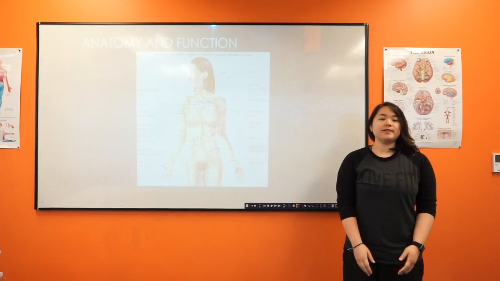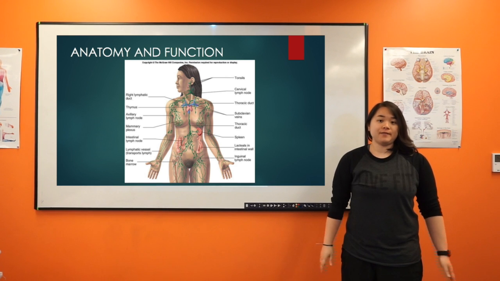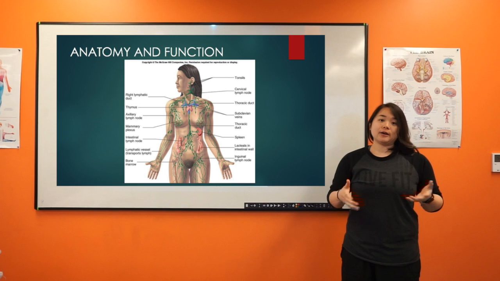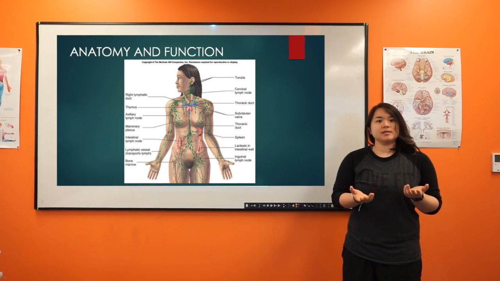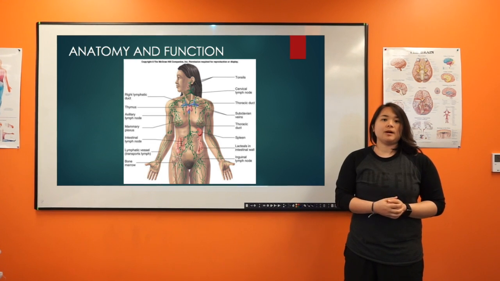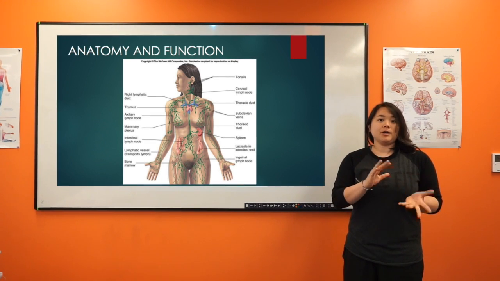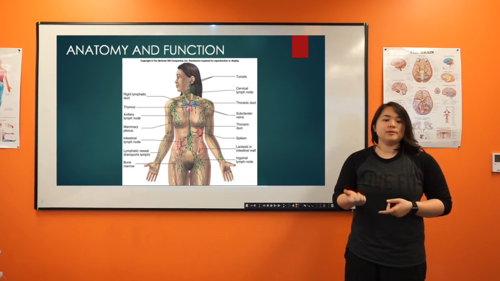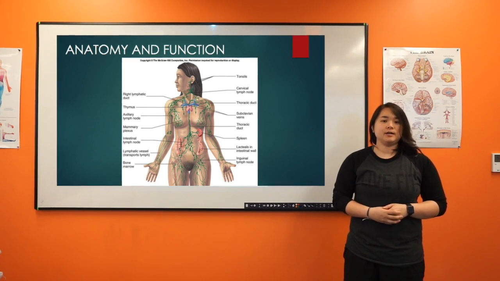Alright, so I'm going to be talking about the anatomy and function of our lymphatic system. So our circulatory system moves fluid throughout our body and it provides nutrients. And that fluid moves back up to be recirculated. However, some of the molecules are a little bit too big to go through our venous system and therefore have to be transported via the lymphatic system.